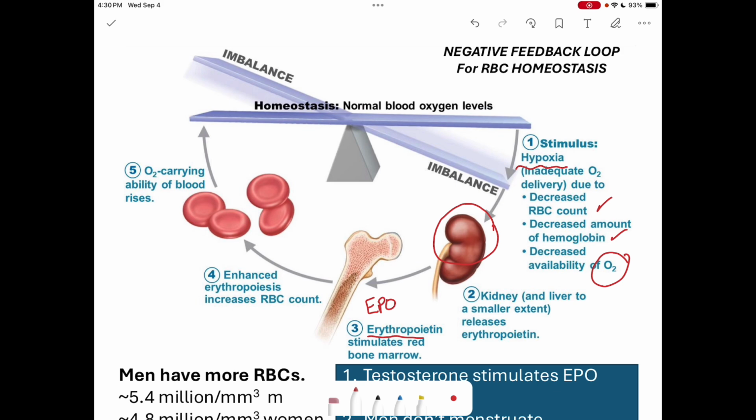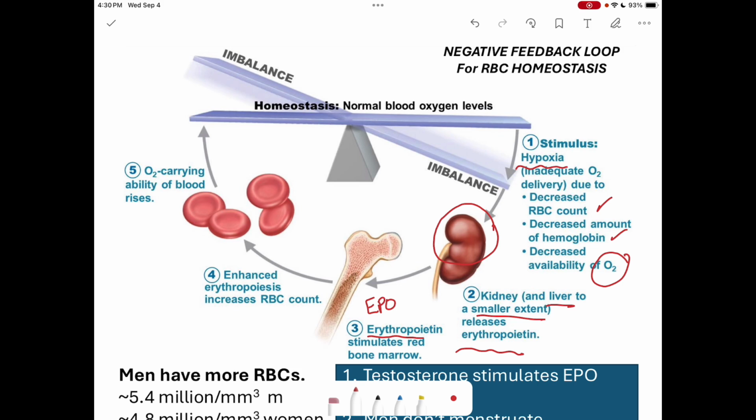When there is hypoxia, particularly in the blood going through the kidneys, then they are going to release erythropoietin. The other organ that releases erythropoietin is the liver, but like I said, to a smaller extent. Erythropoietin is a protein hormone.